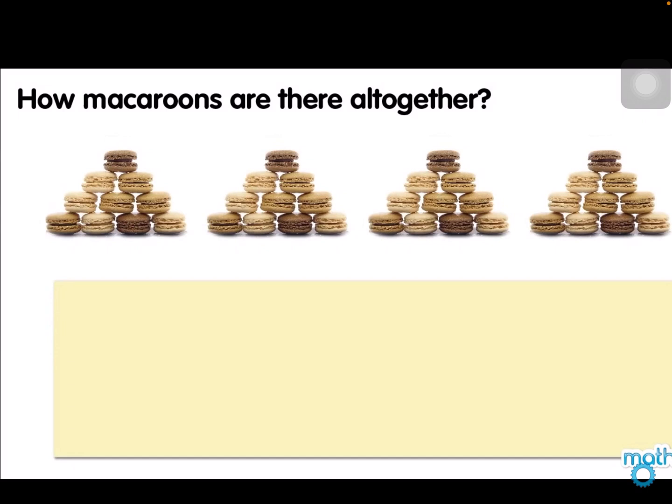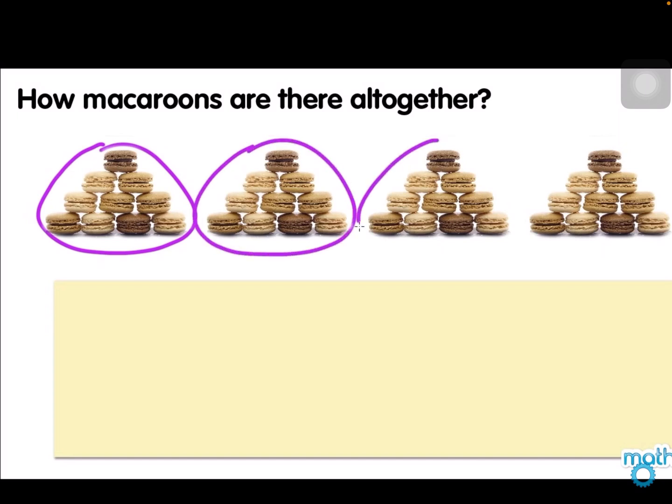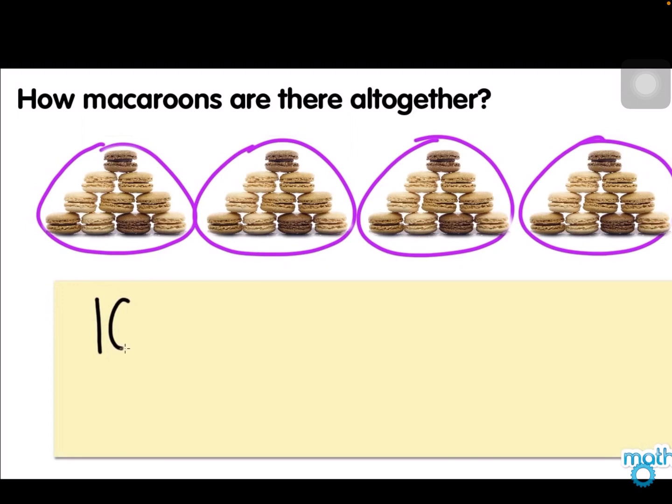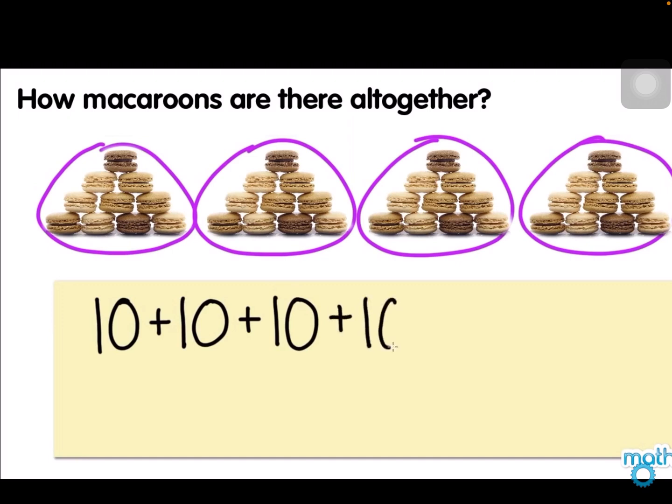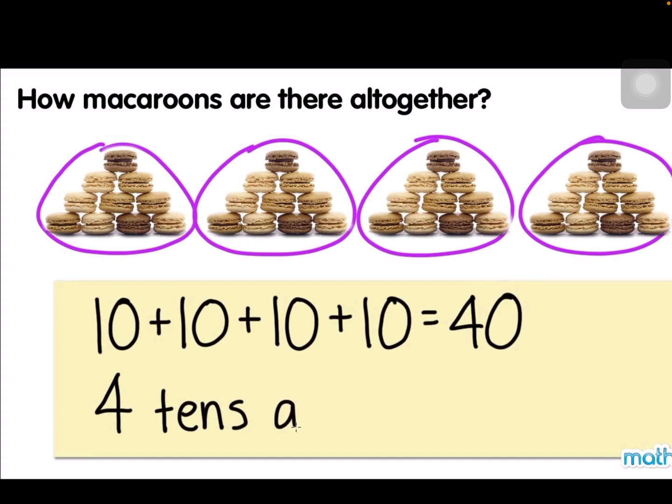How many macaroons are there altogether? There are 4 groups of macaroons. Each group has 10 macaroons. 10 plus 10 plus 10 plus 10 equals 40. 4 tens are 40.